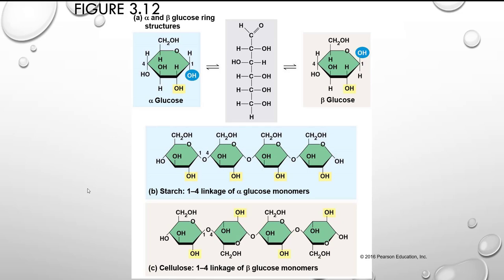Again, here's just showing the difference between starch and cellulose, which both plants produce. In starch, the OH is highlighted as being on the same side. We call that alpha glucose, instead of opposite sides, which is beta glucose. So cellulose is just a slightly different structural isomer compared to starch.